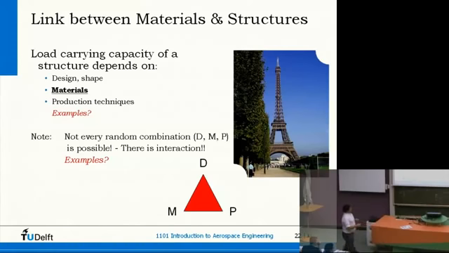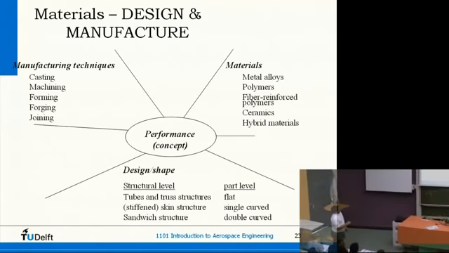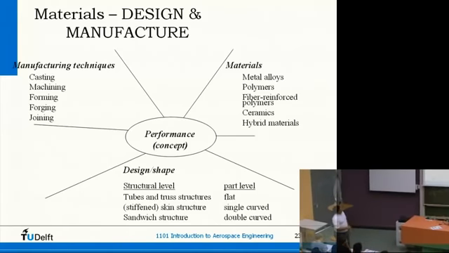Also, this Eiffel Tower, as you can see here, we see the shape, we know also what kind of material it is made of, and also what kind of structure. It is a typical truss structure, made of steel. So there is a relationship between manufacturing processes, material types, and shapes. There are a lot of combinations possible, but not every combination is possible.